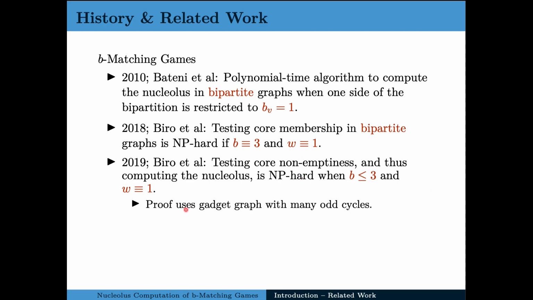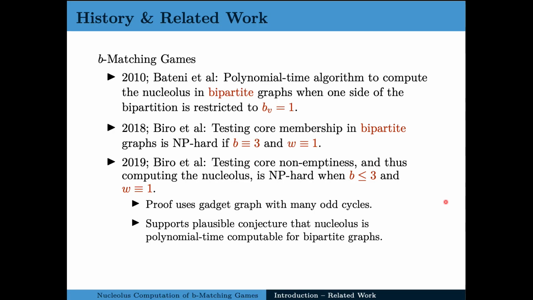However, this proof uses a gadget graph with many odd cycles, and it thus doesn't hold when the underlying graph is bipartite. Given what we know, these partially positive results for bipartite graphs, and the fact that the hardness result depends on lots of odd cycles, this seems to support the plausible conjecture that the nucleolus is efficiently computable when the graph is bipartite. Surprisingly, our work answers this in the negative.